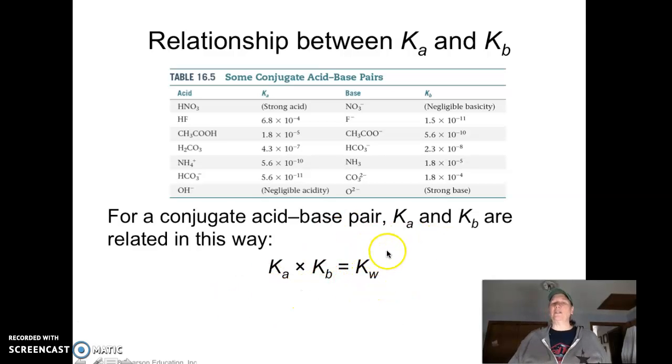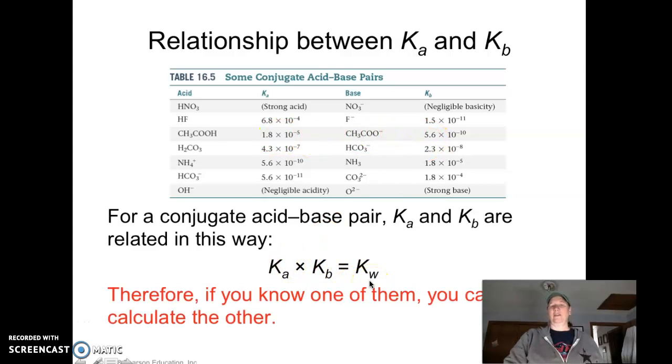The Kw of water is 1 times 10 to the negative 14. So here you have H+ and OH-. If you take this number times this number, you're going to get 1 times 10 to the negative 14. They always equal that. So if you know one, you can always calculate the other.